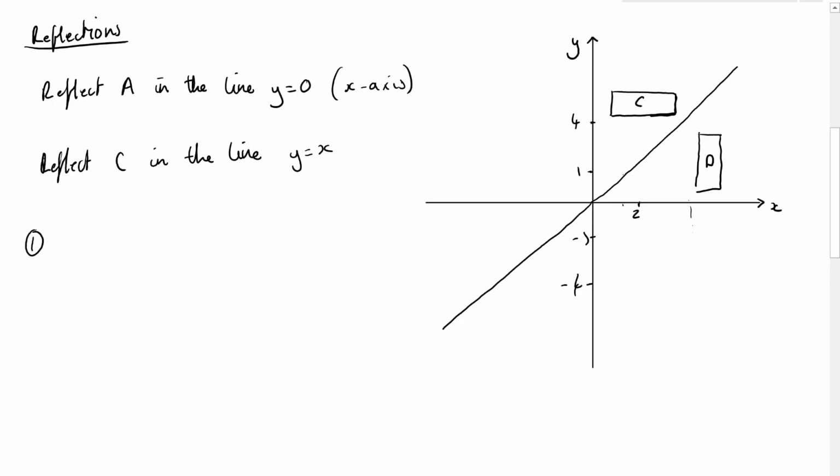When you are asked to recognize that something is a reflection, you get 1 mark for noticing that it's a reflection. You get your second mark for saying what the line of reflection is. So you would say it's been reflected in the line y equals 1 or x equals 5 or whatever it might be. Okay, so that's reflections. We can now look at rotations.